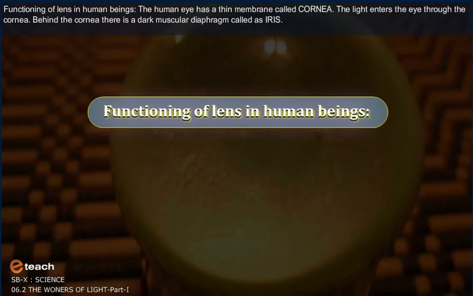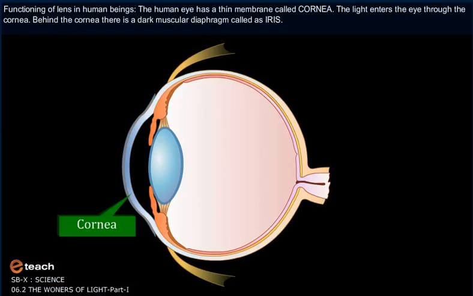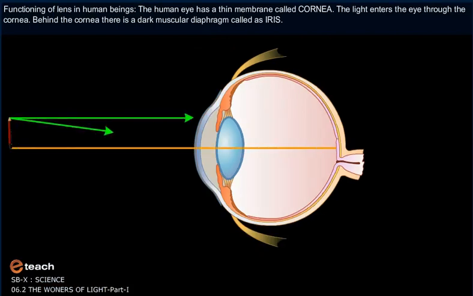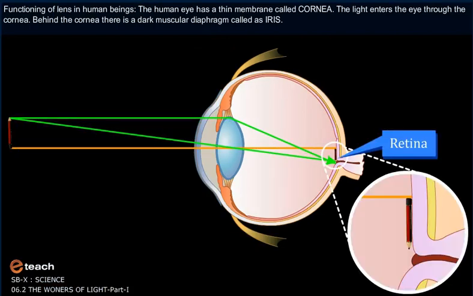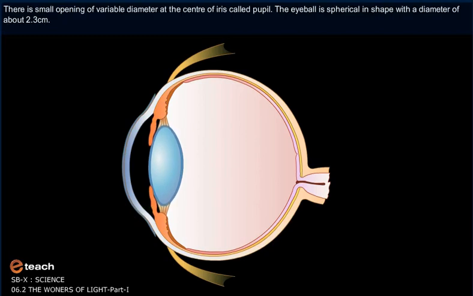Functioning of lens in human beings. The human eye has a thin membrane called cornea. The light enters the eye through the cornea. Behind the cornea, there is the dark muscular diaphragm called iris. There is a small opening of variable diameter at the center of iris called pupil.